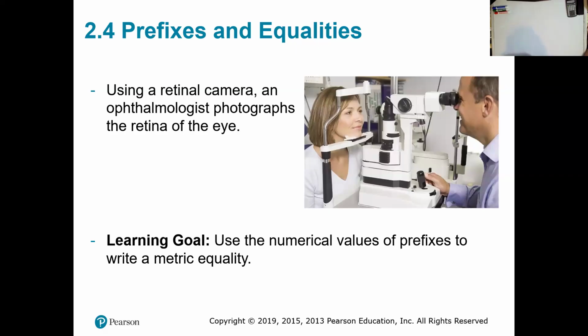Okay, so we're gonna pick up with section 2.4. This is more talking about prefixes and the beginning of the conversation on what we're going to call equalities, which is when we have two things that are equal to one another.